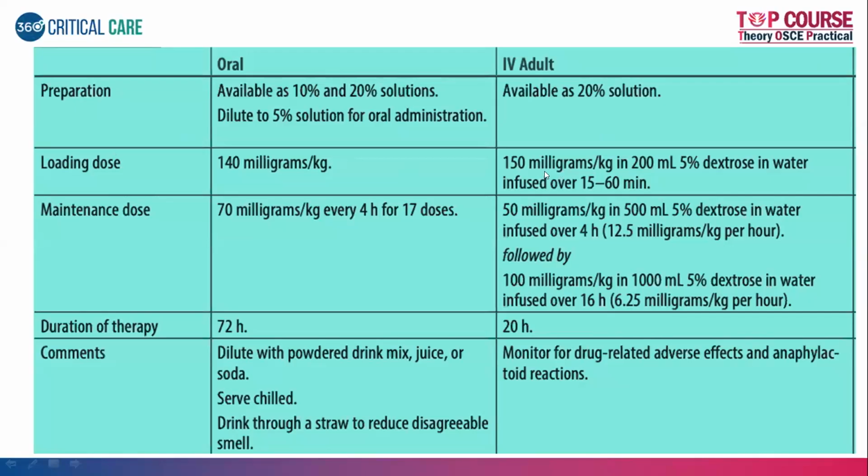Okay. So the loading dose is 150 mg per kg in 200 ml 5% dextrose, which is given over 15 to 60 minutes. The maintenance dose will be 50 and then 100. So 50 over 4 hours and 100 over the remaining 16 hours. Dilution is very, very important: 50 in 500 ml 5% dextrose and 100 in 1 liter 5% dextrose. Okay, so duration of therapy totally will be 20 or 21 hours. We should monitor for drug-related adverse effects and presence of any anaphylactoid reactions.